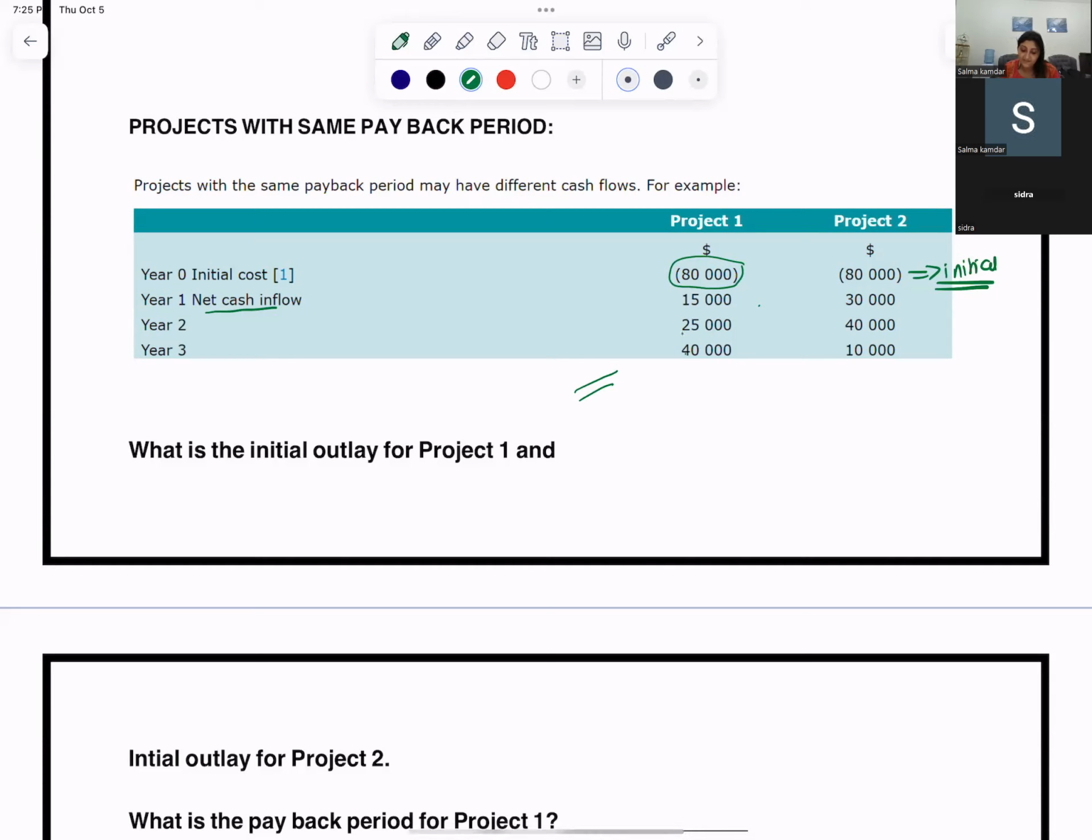Project 1. If you see, my inflows is 80,000 for project 1, and my inflow for project 2 is also 80,000. Are you with me? Can you tell me the payback period for project 1? Just 1 second.